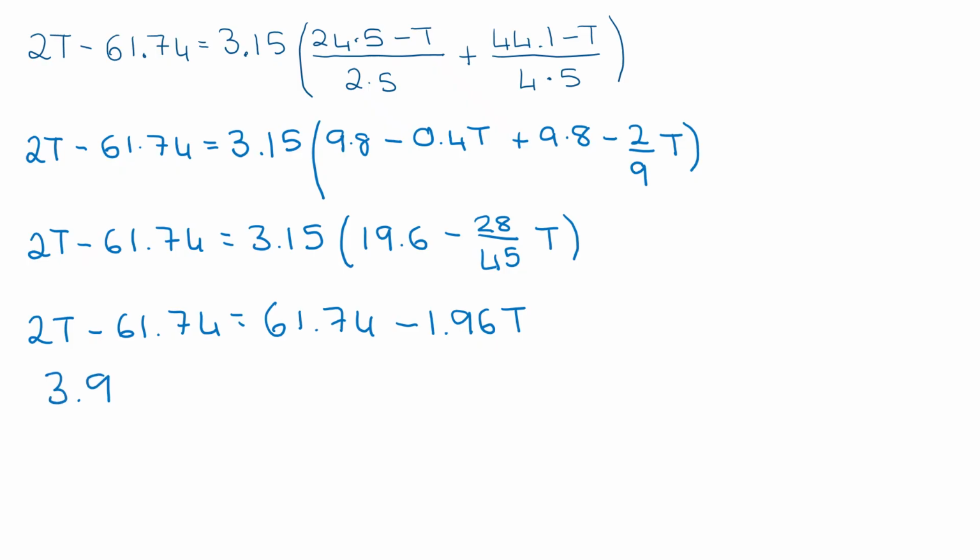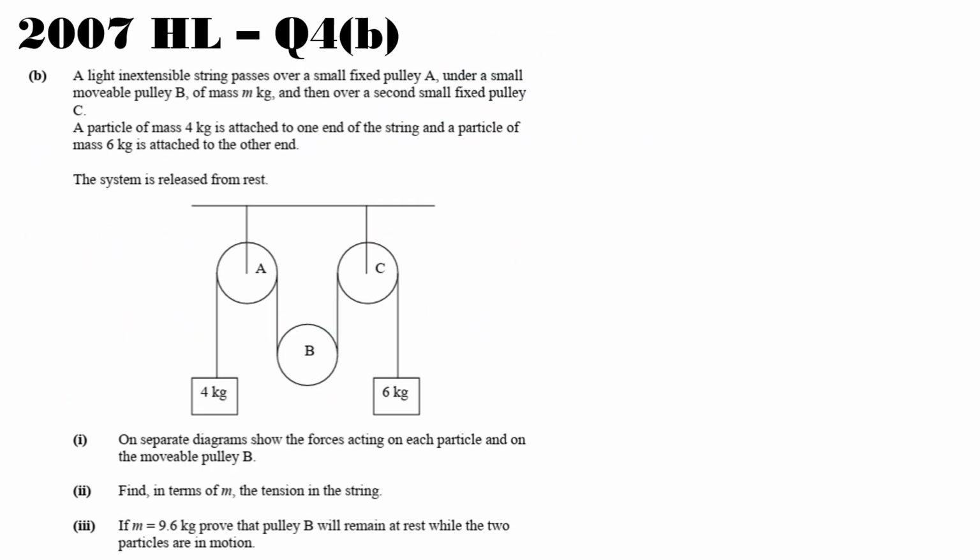So that gives me 3.96 t is equal to 61.74 plus 61.74, which is 123.48. And then t is going to be 123.48 divided by 3.96, which gives us 31.18 newtons. So that's a nice, in my opinion, kind of quick way to work through it. But whatever algebra method you want to go from that top line, that gets you to that answer of tension. This is the question for part B from the 2007 paper, higher level paper.